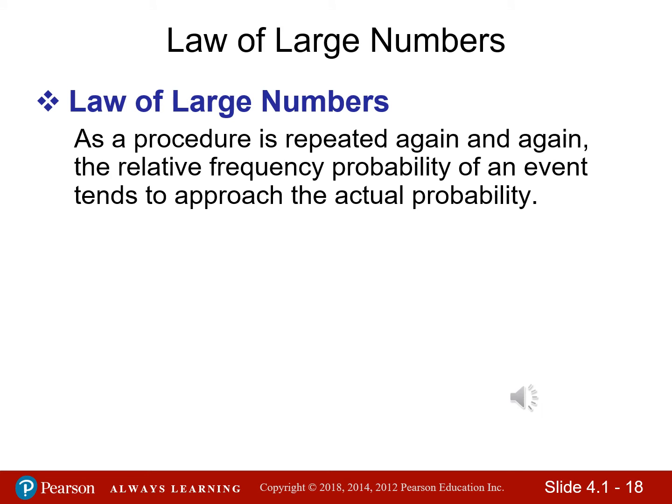The law of large numbers shows us that if you take an unpredictable experiment and repeat it enough times, you'll end up with an average. As a procedure is repeated again and again, the relative frequency probability of an event tends to approach the actual probability.